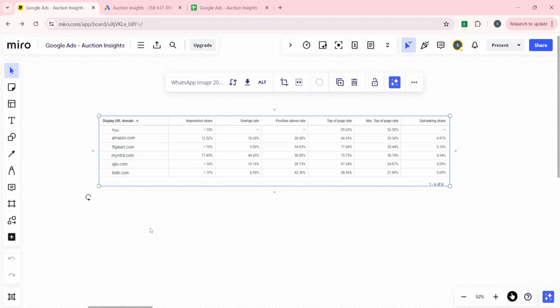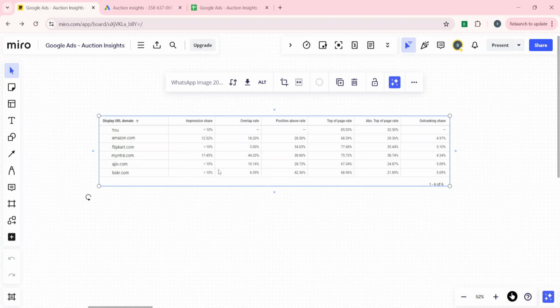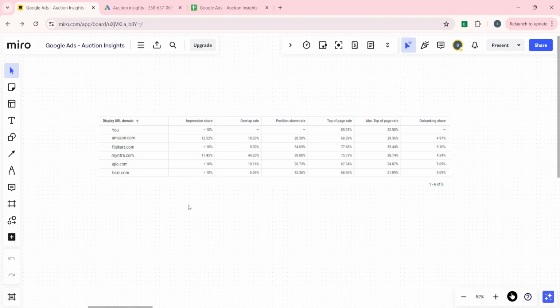Please remember that we don't see all the data of what is happening in the auction. Most of the data that happens in the auction is not disclosed by Google. We have to rely on the data provided to us in Google Ads, analyze that data, and come to a conclusion based on that data only. Whatever data we see here is the final one. Let's see them one by one.